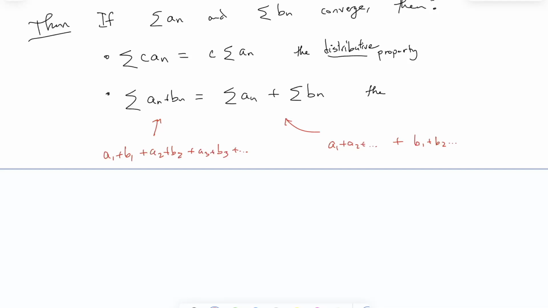Yeah, this is the commutative property, which says when you have stuff added together, you can rearrange the order. All right? That's called the commutative property.